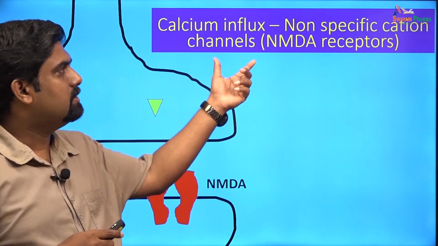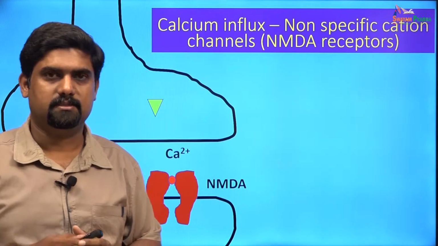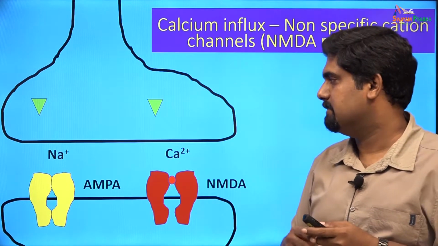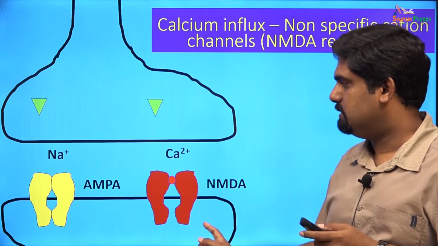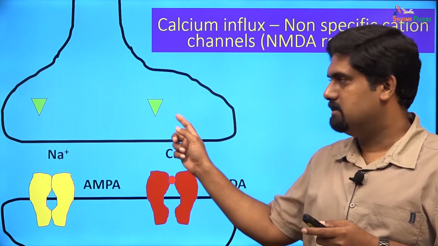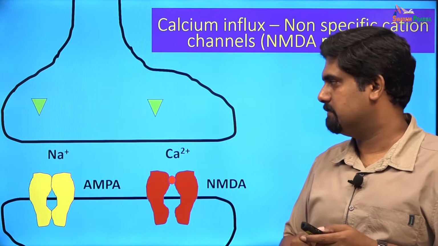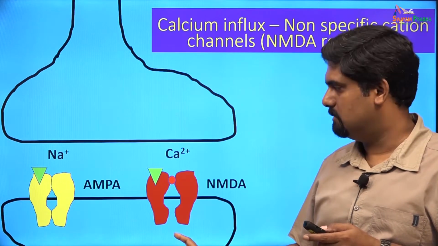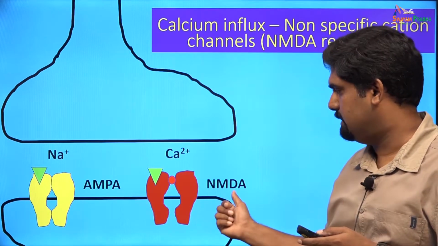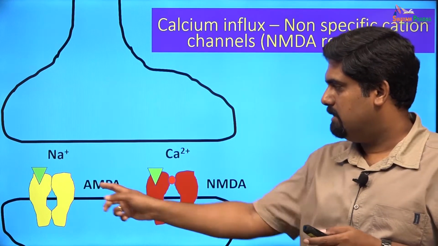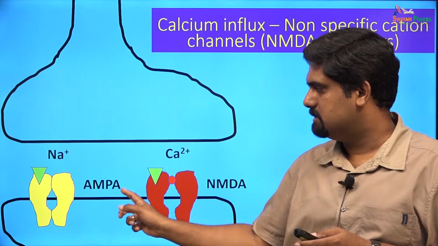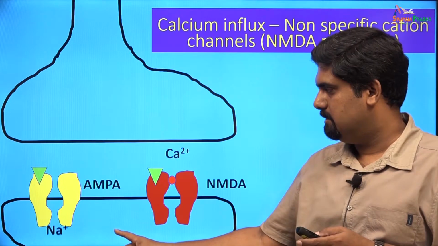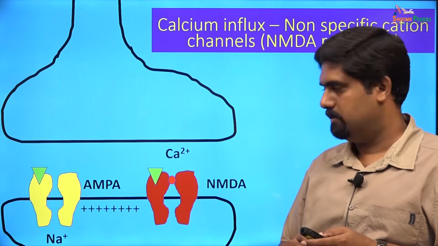Calcium influx can also happen through another non-specific cation channel called the NMDA receptor. These receptors are present on synapses, in the neuronal synapses. Here we have a presynaptic neuron and a postsynaptic neuron. This presynaptic neuron releases a neurotransmitter called glutamate. So that glutamate comes and binds to its receptors on the postsynaptic neuron. The normal glutamate receptors are the AMPA receptors and the NMDA receptors. When glutamate binds to the AMPA receptors, these channels open and sodium enters the postsynaptic cell, causing a depolarization of the postsynaptic neuron.